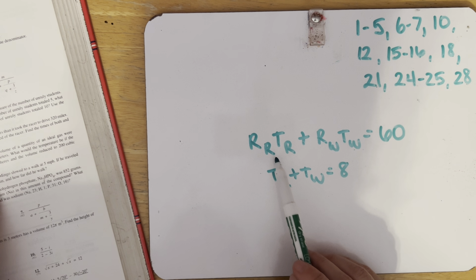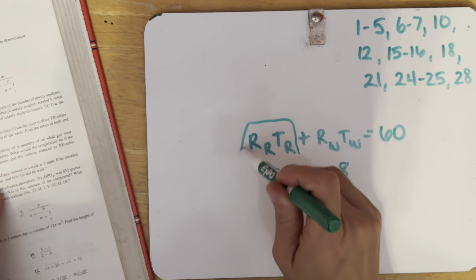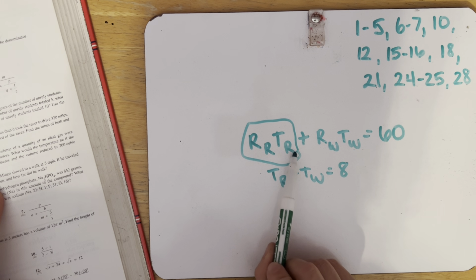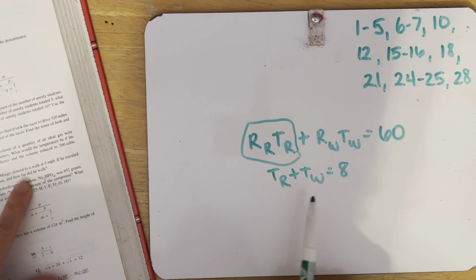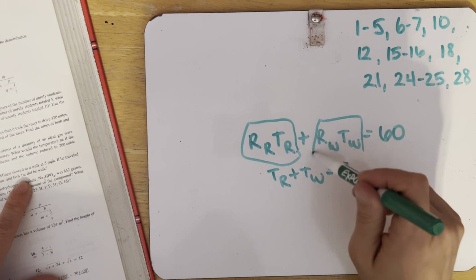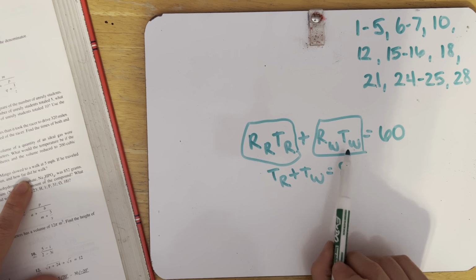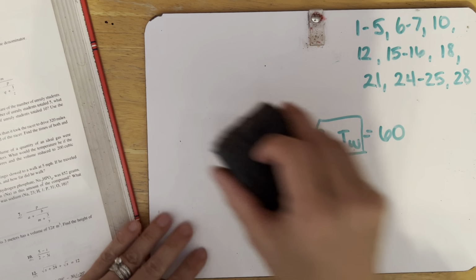They want to know how far did he run, so that's distance. So once you solve for T of R, you need the rate of running times the time of running, okay? And then how far did he walk? Then you need to plug your 2 numbers into here, and those will be your 2 answers.